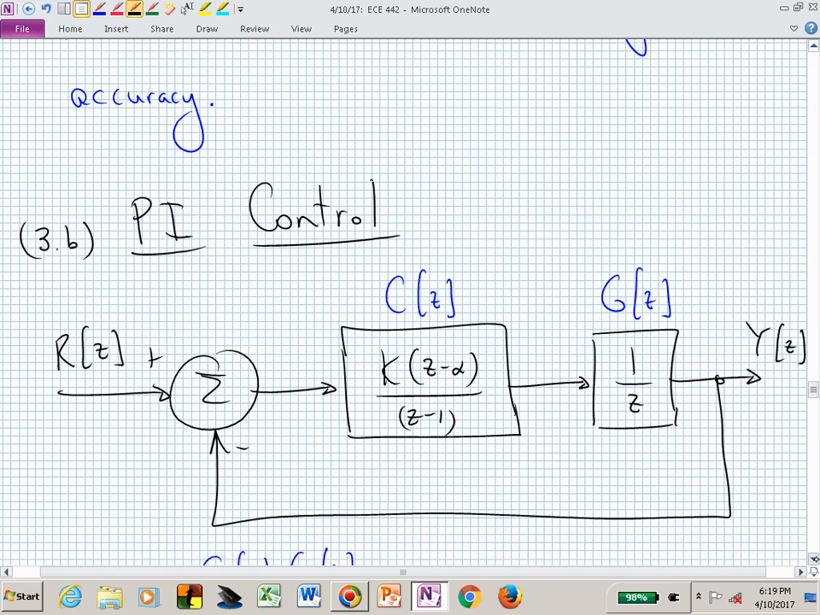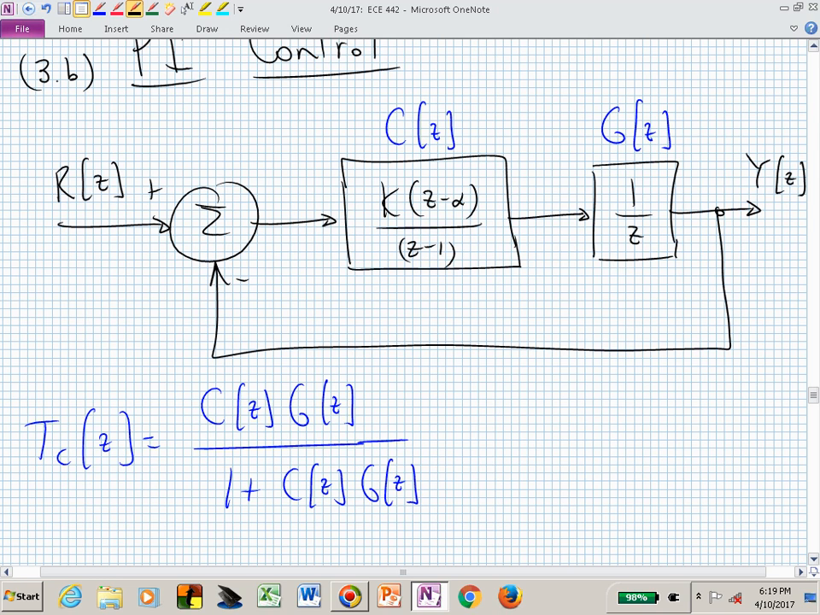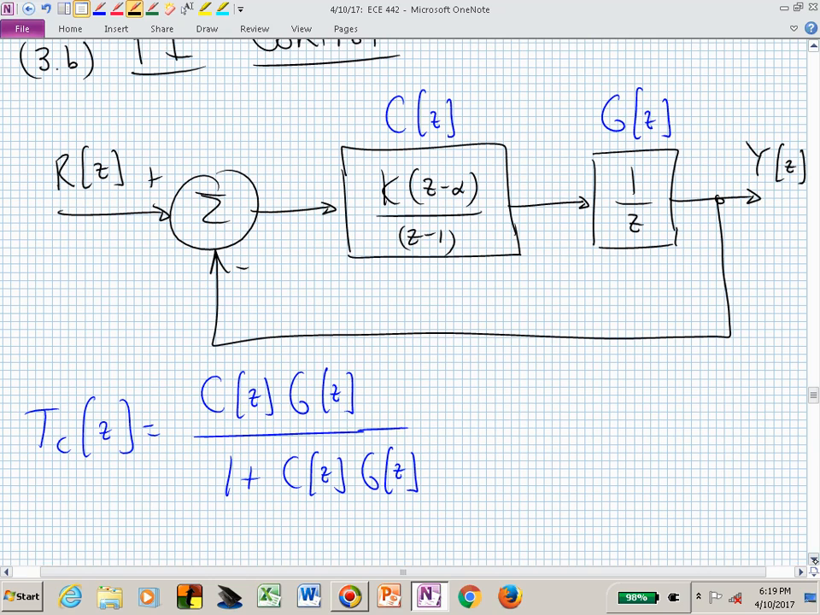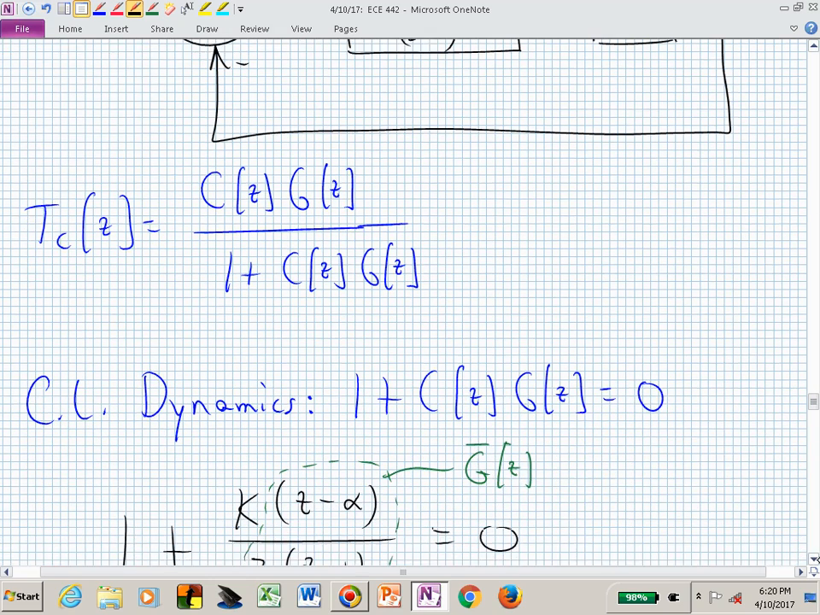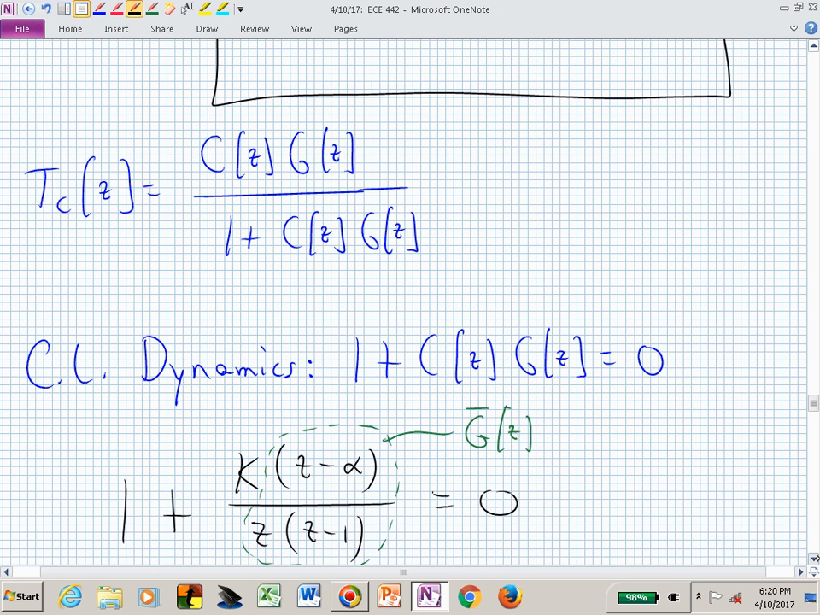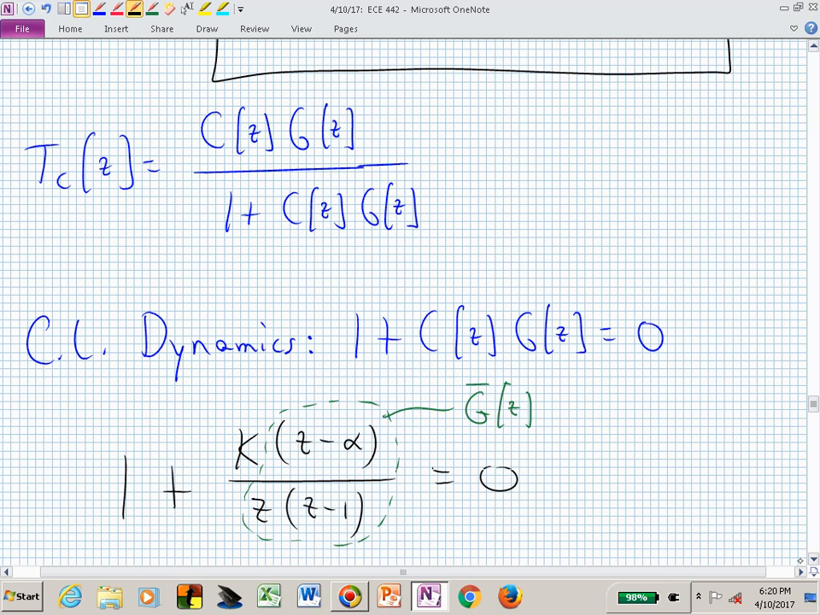So let's see what that buys us. Again, you're looking for partial credit. So you immediately say, what's my closed loop transfer function T sub c, with this collection of pole factors and zero factors? It's CG over 1 plus CG. What governs the closed loop dynamics? The denominator of that closed loop transfer function. And I now have this equation to play with. My G bar is now a factor z minus alpha in the numerator and a factor z over z minus 1 downstairs.